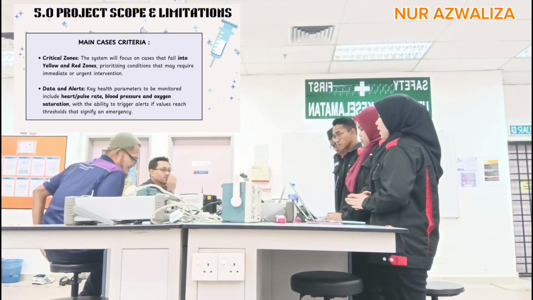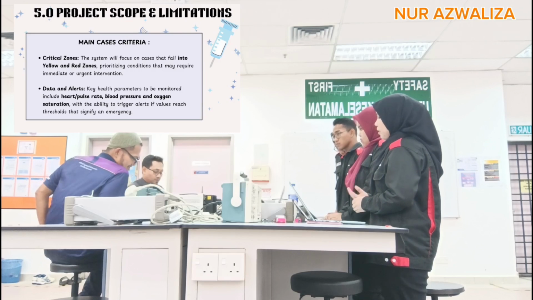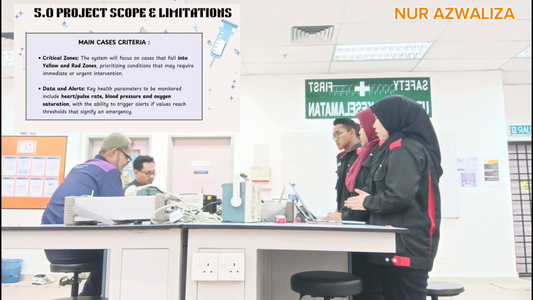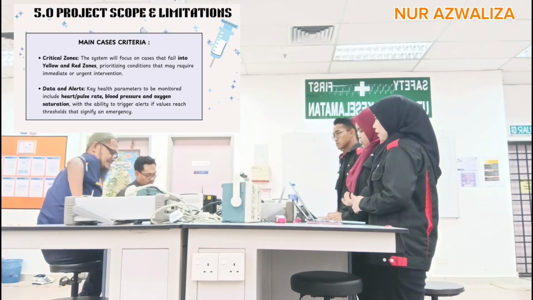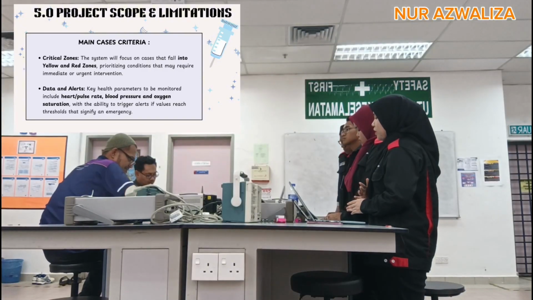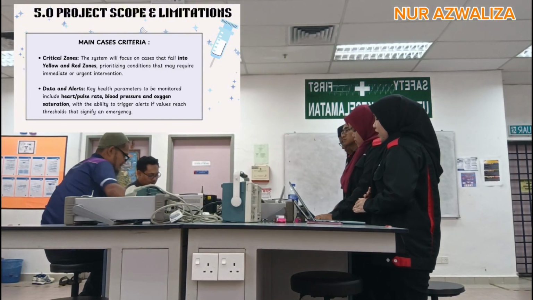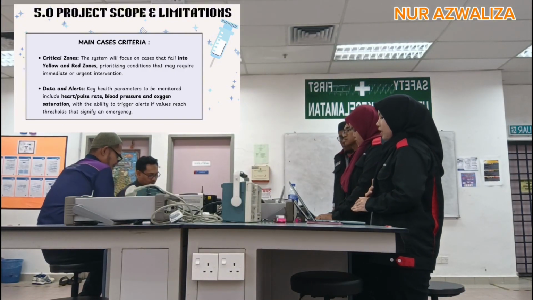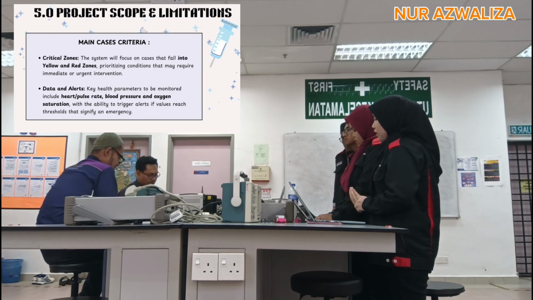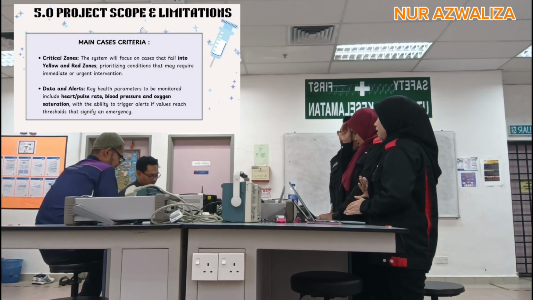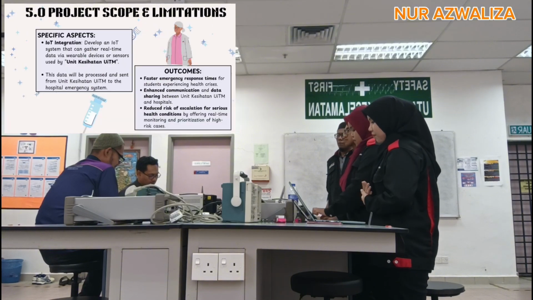Next about the data and trends. So the key health parameters to be monitored include the heart or pulse rate, blood pressure and oxygen saturation, with the ability to trigger alerts if the values reach a threshold that signifies an emergency case.